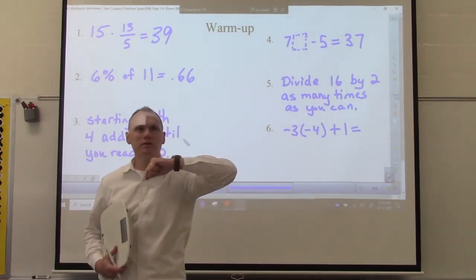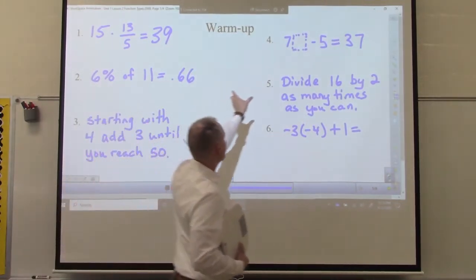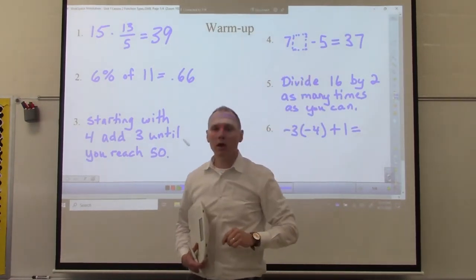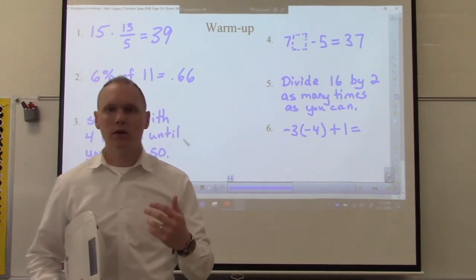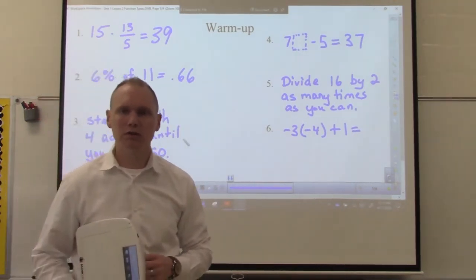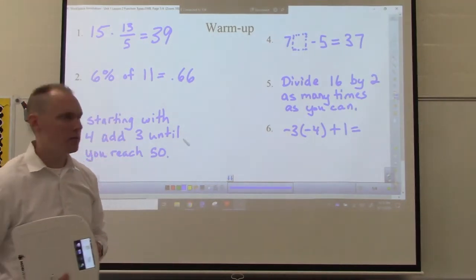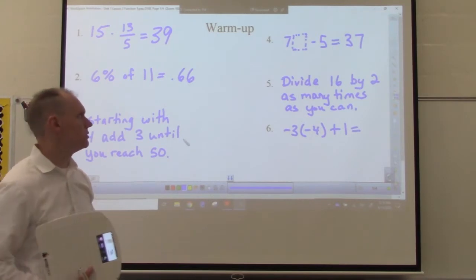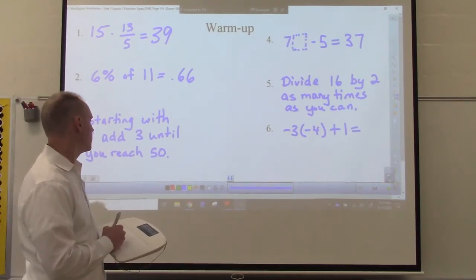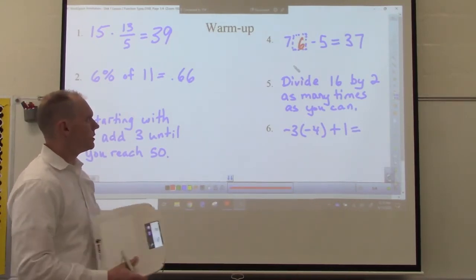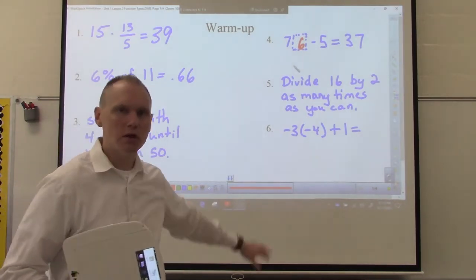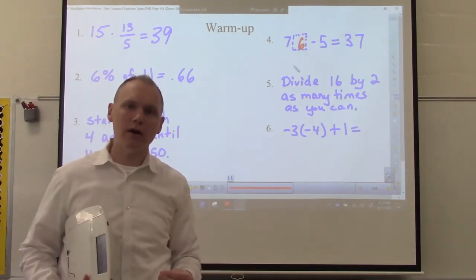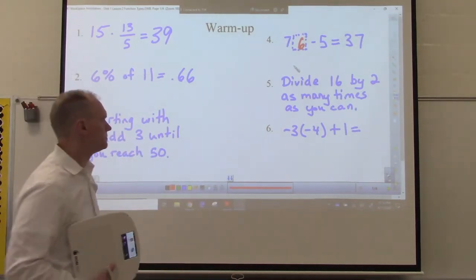Well, 5 more than 37 is 42. So this part right here needs to be 42. So 7 times what equals 42? And again, we're working on our mental math, which involves some of the multiplication skills that we have worked on maybe in previous grades. So 7 times 6 is 42. So 6 is going to work there. Later on in this video series, you'll probably see x instead of a box, but really it's the same thing. What value makes that statement true?